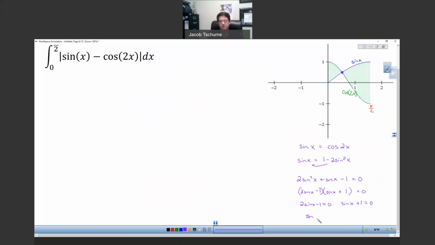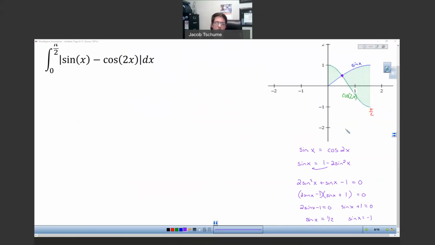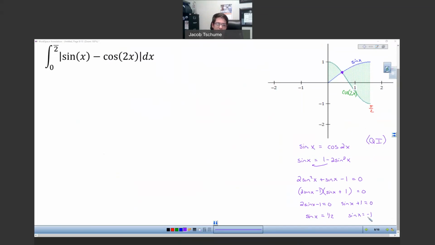When you solve both of these, this would be sine x equals 1/2, and sine of x equals -1. But once again, I don't need all of those answers. Since I know this intersection point has to occur between 0 and pi over 2, it has to occur in quadrant 1. And looking down here, sine can't be negative in quadrant 1, so I'm not worried about that one. Sine can be positive, so you have to ask yourself, where in quadrant 1 is sine 1/2? That's going to occur at pi over 6.